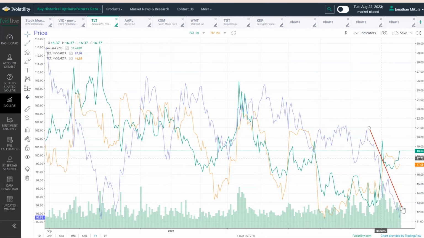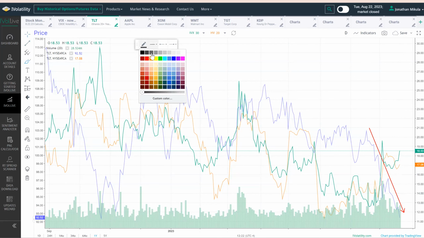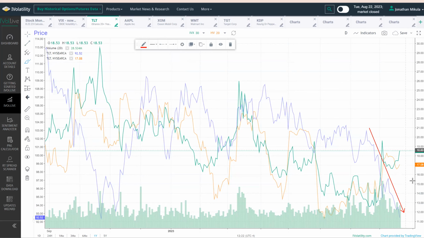So we have this clear downtrend, and while price has been going down, look what's been happening to volatility. Historical volatility is in orange, which is spiking, and implied volatility is in green, which is spiking. So we have this big divergence going on right now in TLT. So the question to me as a trader becomes, okay, is this downtrend going to continue, which means interest rates will continue higher, or is this downtrend going to reverse, which means interest rates will either stabilize or go lower? That's the mental math that I'm doing when I see a chart like this.